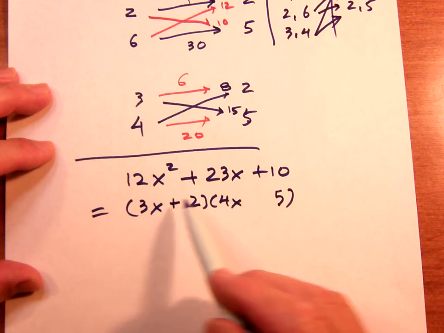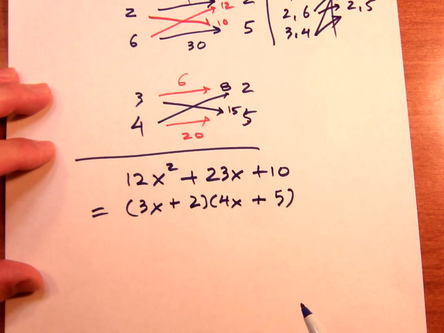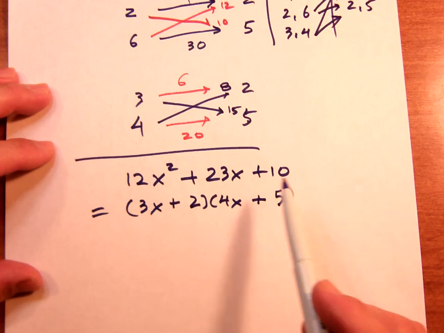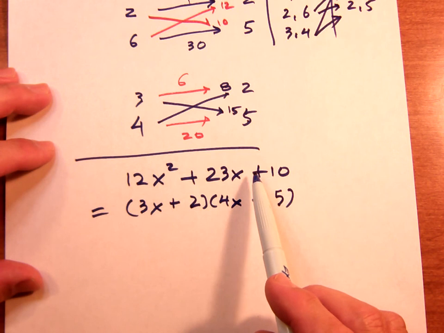And here both get the plus. And that's it. That's the correct factorization of this trinomial. Okay, and in our next example we'll see what happens when this is a minus.